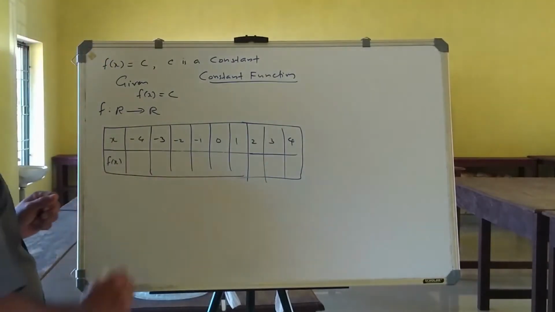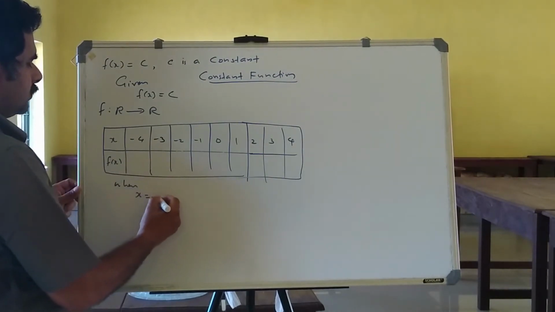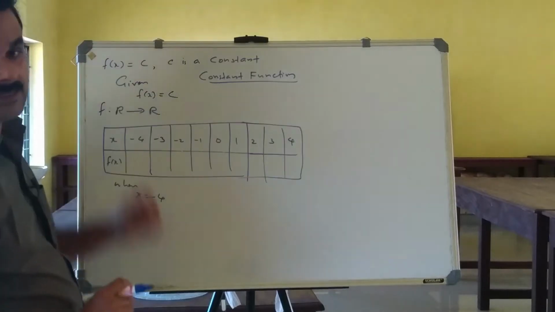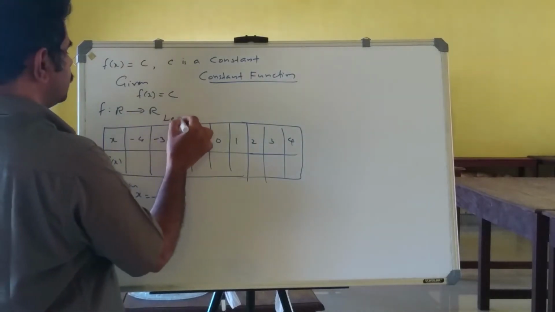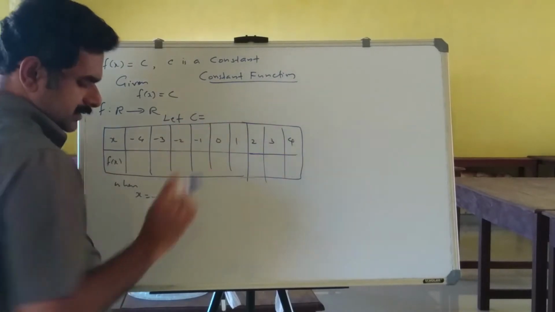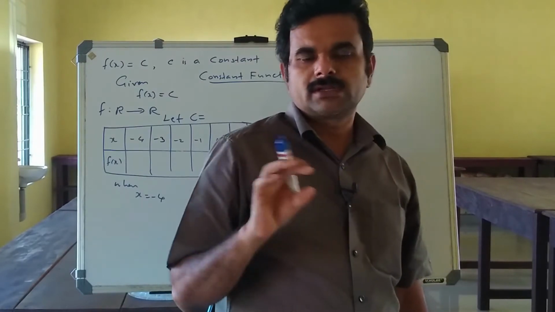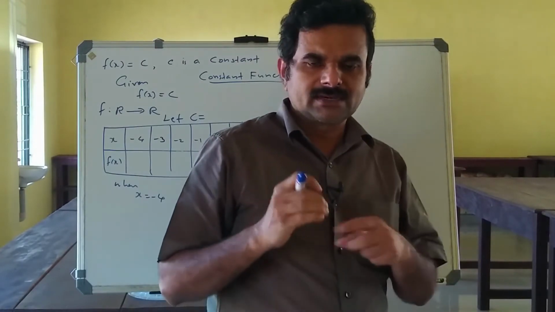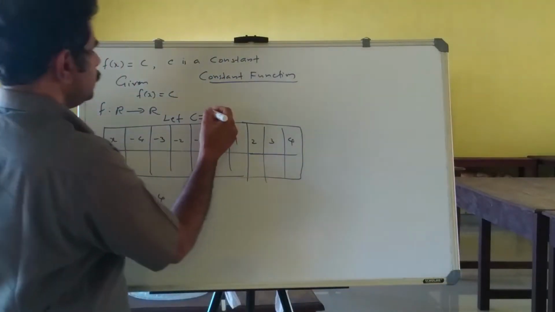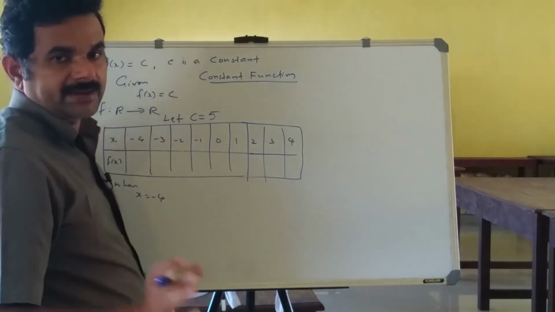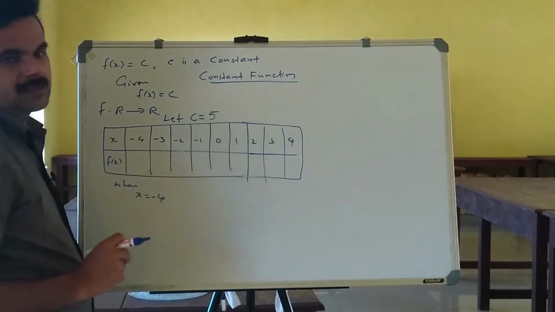Then f of x equal to c. When x is equal to minus 4, what is f of x? c is a fixed number. The choice of c is not very important. It is our choice. So I am taking c is equal to 5. You can take c equal to 4 or 3 or anything. So I am taking c equal to 5.